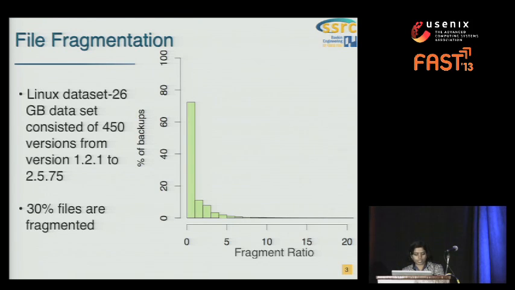Here we are showing the data on actual fragmentation present in a backup system. The data set used here is the Linux data set. It's a 20 GB data set consisting of 450 versions. As we see in the graph, almost 30% of the files are fragmented. Again, high fragmentation causes more disk seeks, making retrieval operations slow.